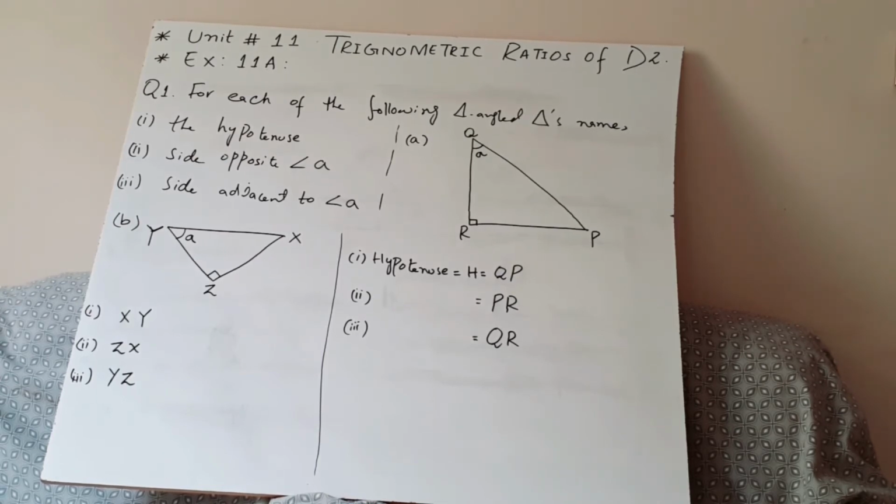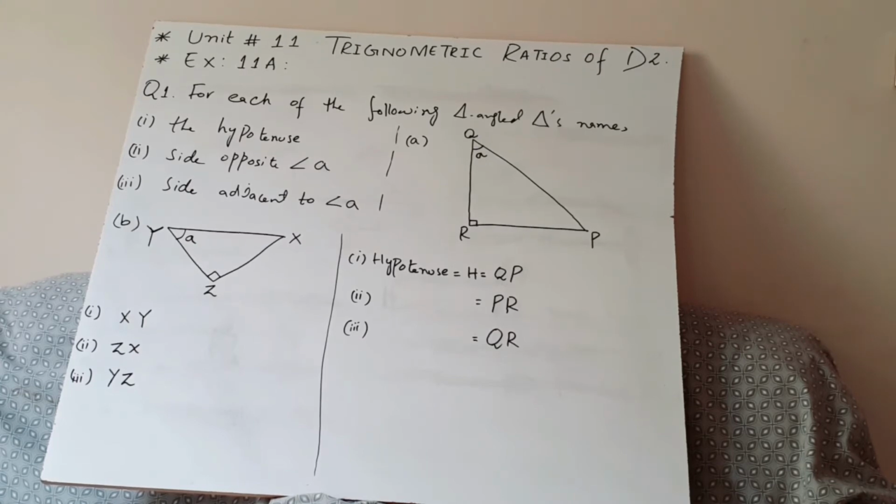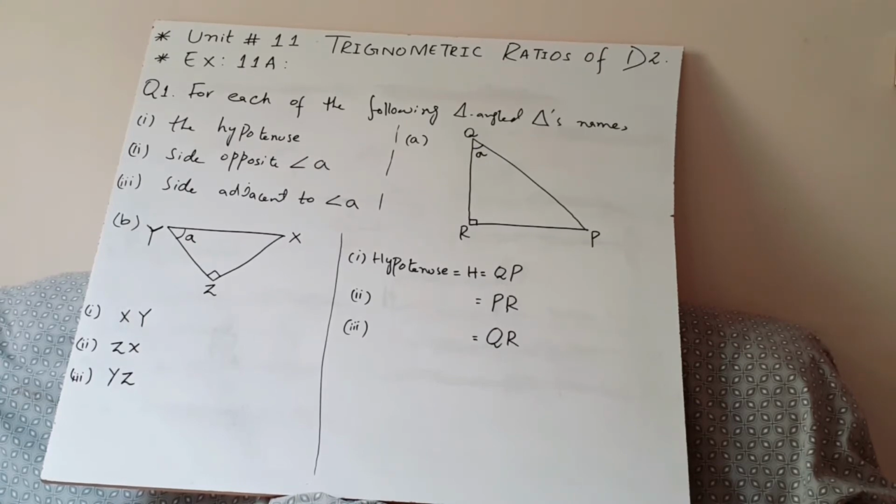So if you look at the first figure A, which is triangle PQR, the right angle is at point R, and the acute angle A is at point Q. First we need to identify the hypotenuse side. You know, the side which is opposite to the right angle is the hypotenuse, so the answer to the first part is QP, which is the hypotenuse. Okay, the second part, the side opposite to angle A.